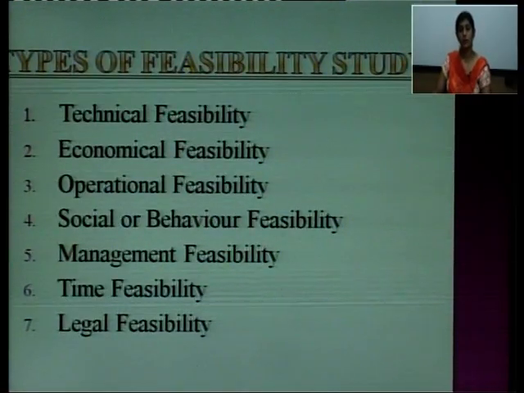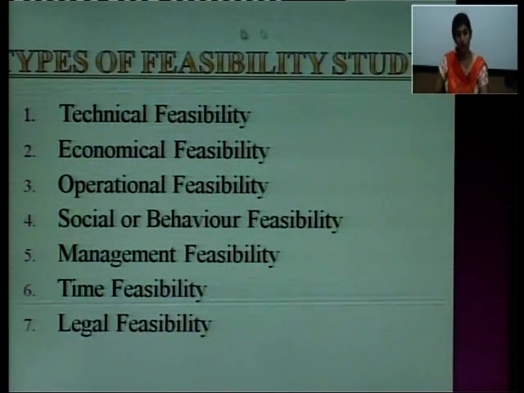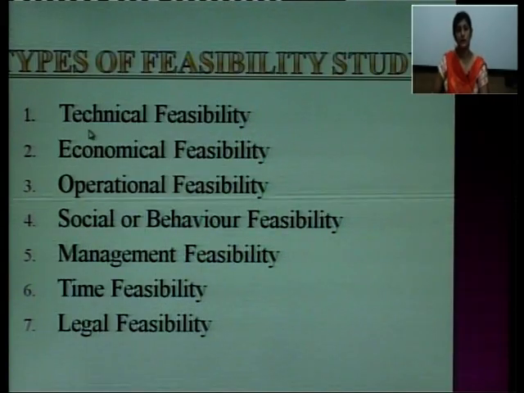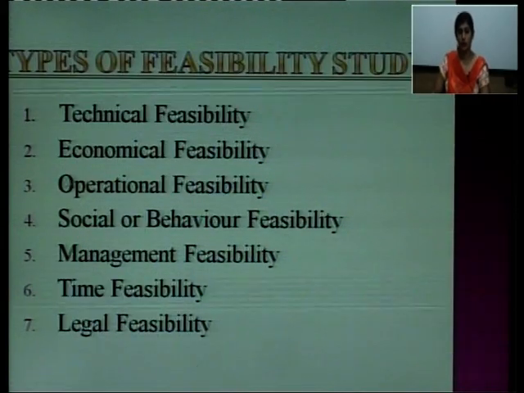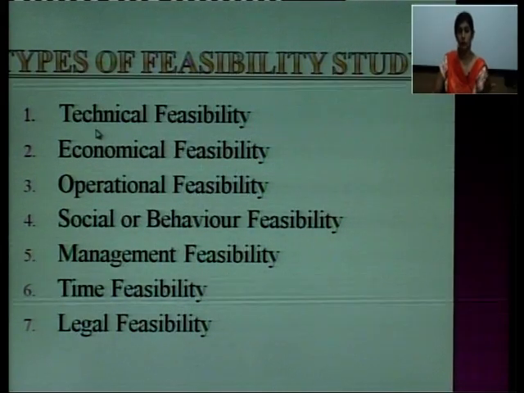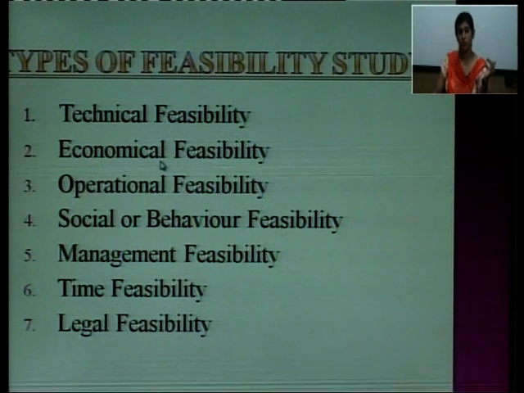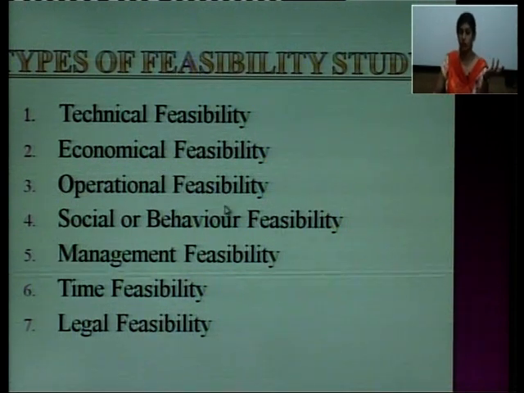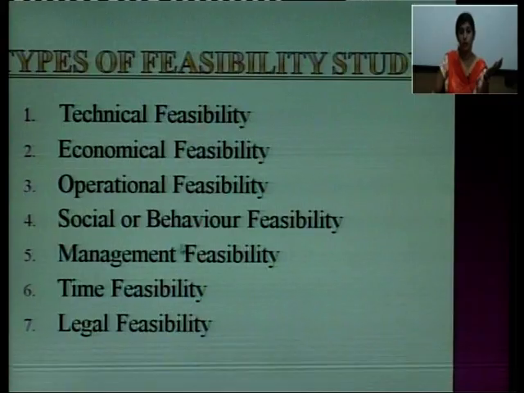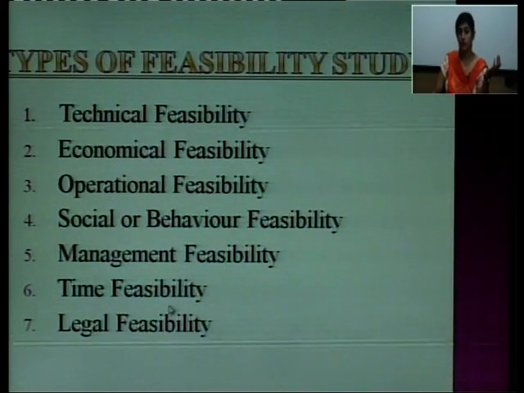Now, the types of feasibility study. Note down this. What are the types of feasibility study? This is also important for your examination. One is technical feasibility. Then economical feasibility. Each feasibility type is explained in its name. Technical feasibility means something related with technology, and economical means something with cost or benefits. Operational means whether it should be operational or not. Social or behavior feasibility, management feasibility, time feasibility, and the last one is legal feasibility.